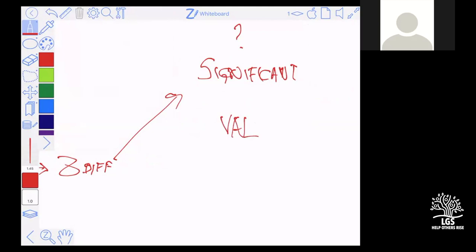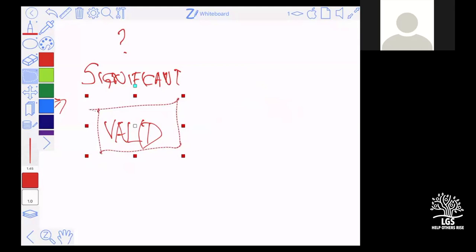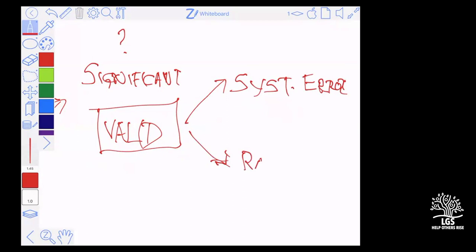Okay. And we also said the reason for this concern can be because of two reasons. One is what is called systematic error. And the other, what is called random error. Okay, these are the two things.